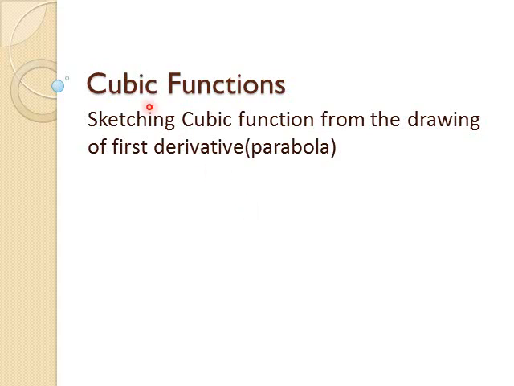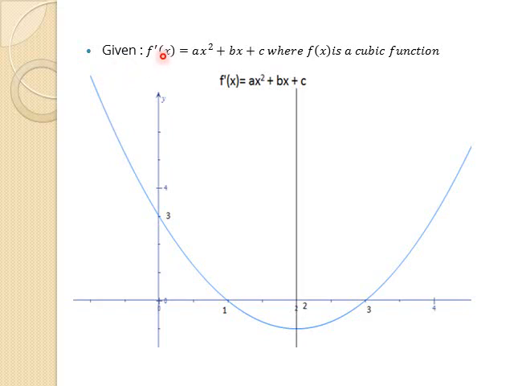This is Mr. Simons. This lesson we'll be sketching a cubic function given the drawing of the first derivative, or drawing of a parabola, and answering related questions. Given f prime x equals ax squared plus bx plus c, where f of x is a cubic function. The parabola has a y-intercept at 3, x-intercepts at 1 and 3, and the axis of symmetry is at 2, the line that cuts it into 2 equal halves.